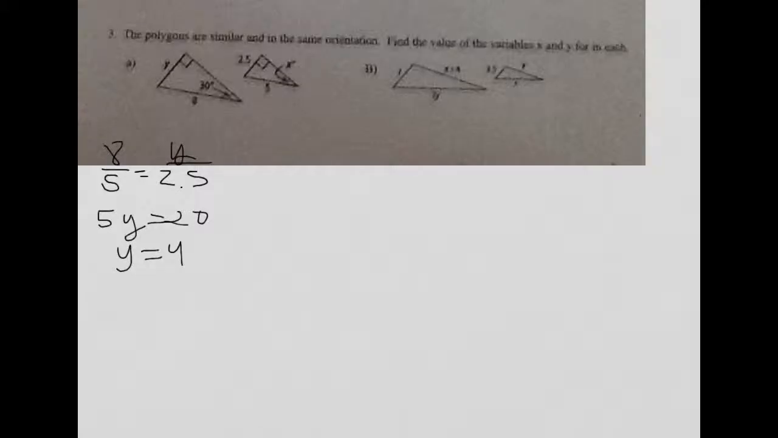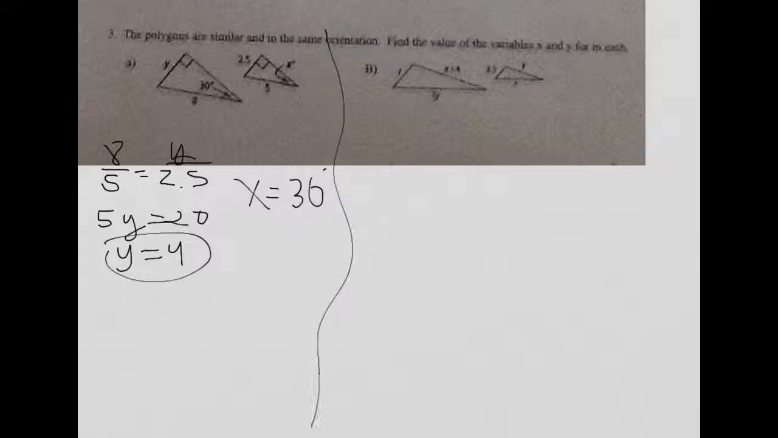Okay, so here in number 3 part A, we're looking at the polygons that are similar, so we're setting up the same proportion. So I'm doing 8 over 5 to equal y over 2.5. I cross multiply, and I get my y to be 4. The angles are going to be the same because they're similar polygons, so x is also going to be 30.